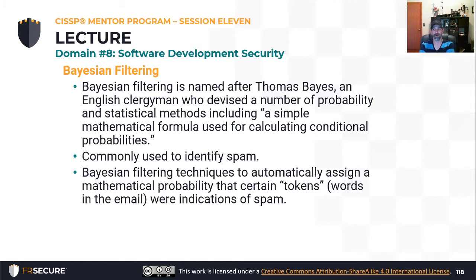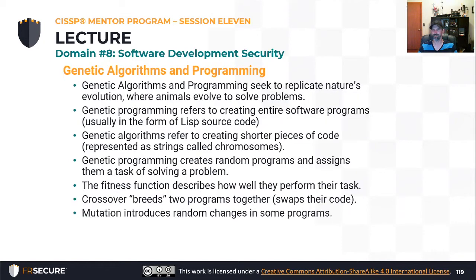Bayesian filtering is named after Thomas Bayes, an English clergyman who devised a number of probability and statistical methods using simple mathematical formulas for calculating conditional probabilities. Most commonly, it's used to identify spam. It's a filtering technique to automatically assign the probability that certain tokens, in this case words in the email, were indications of spam. So it's just another statistical algorithm that we apply to further filter and refine that data.